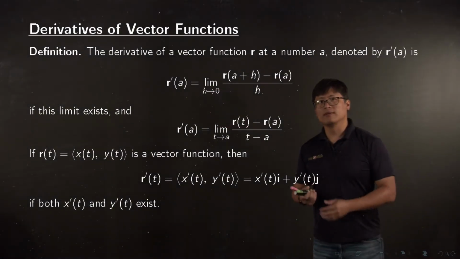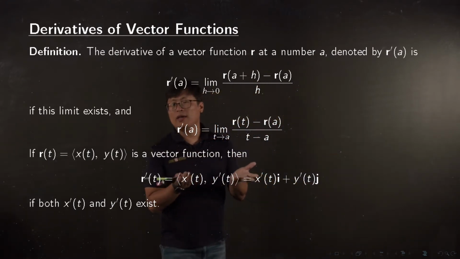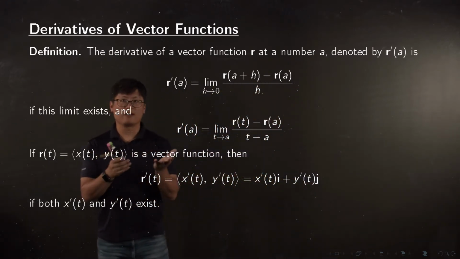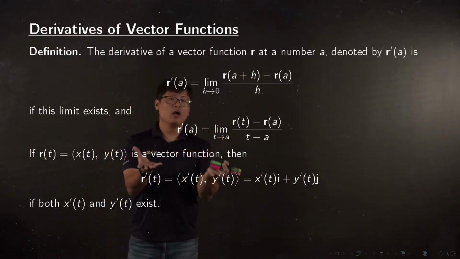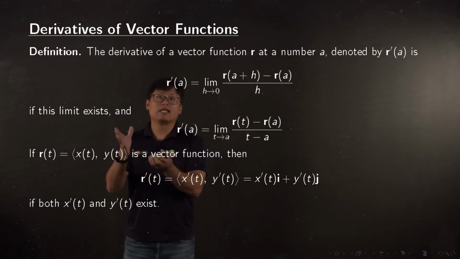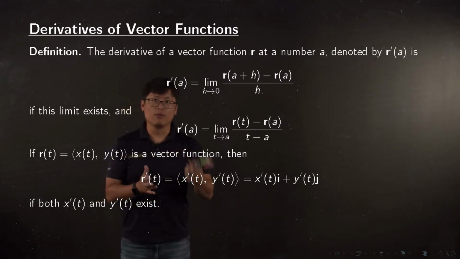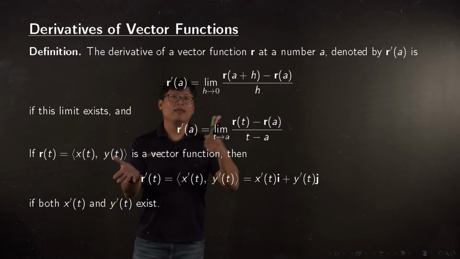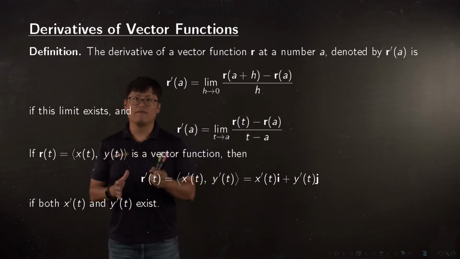Let's talk about the derivatives of vector functions. This is not something new. Think about a two-dimensional vector function. It has an x component function, comma, y component function. If that function is r, then whenever you want to find r prime, just take the derivative of your x component and the y component separately. That is the derivative of a vector function.